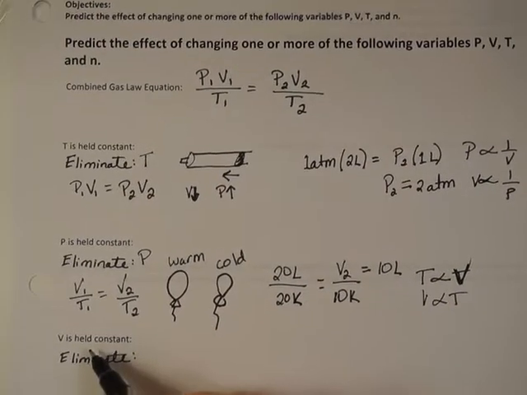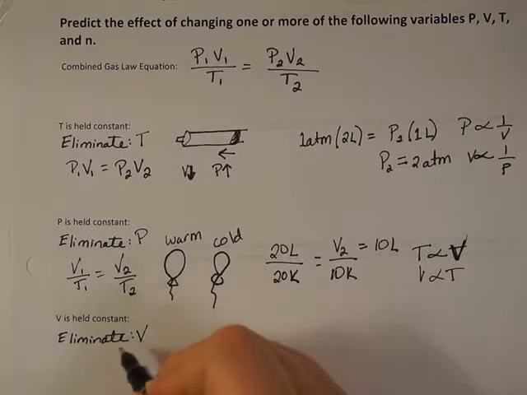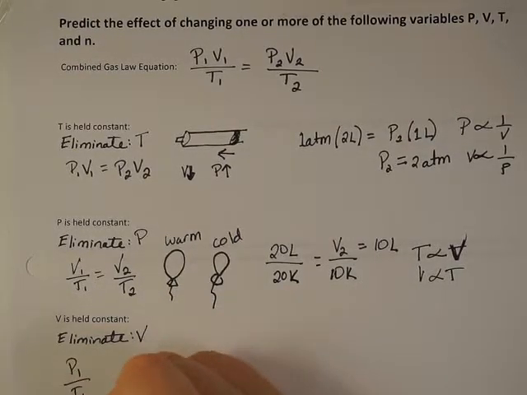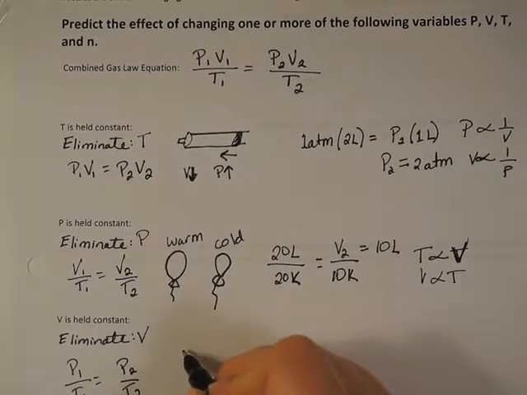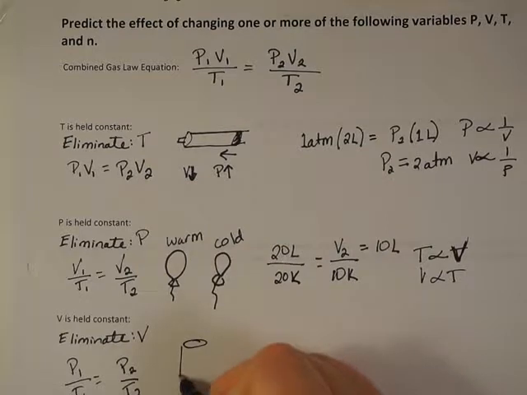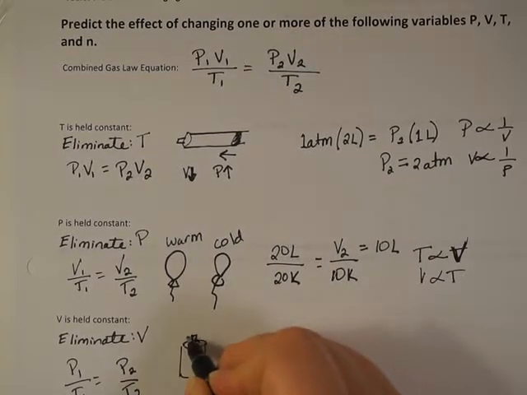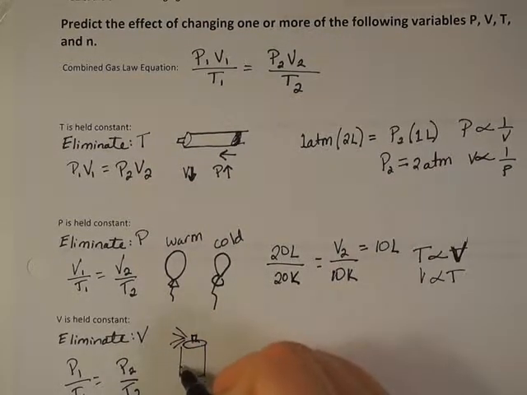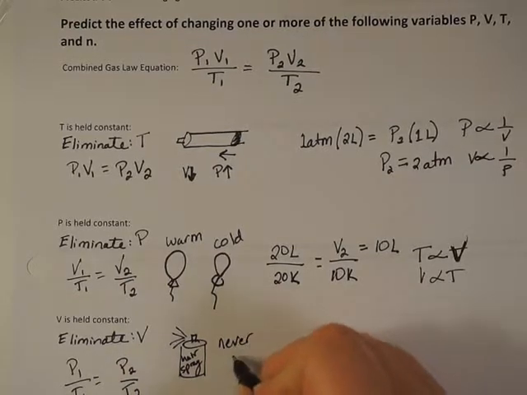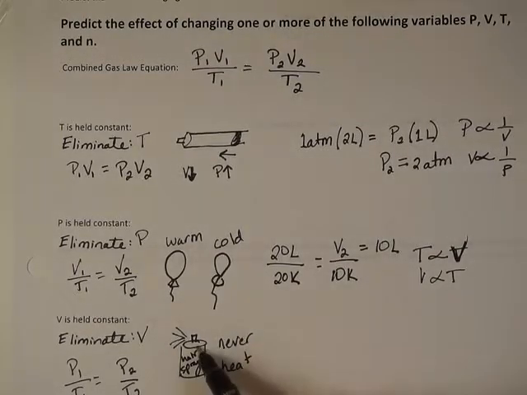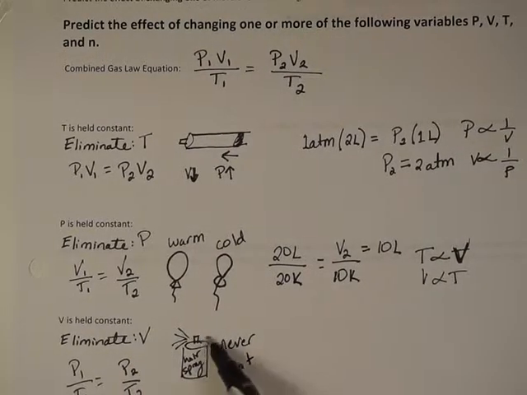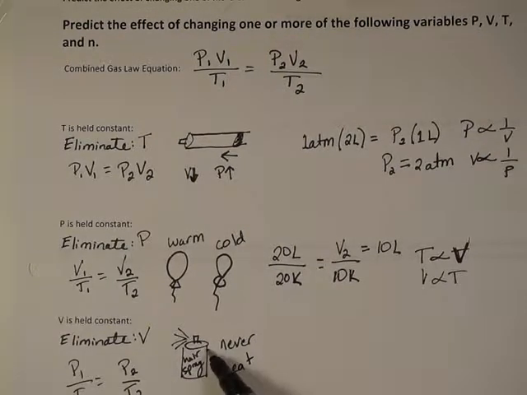Last one, if volume is held constant, that means we can eliminate volume. P1 over T1 equals P2 over T2. Let's think about a real life example. Let's think about hairspray. There's a reason why they tell you to never heat a spray can, and that's because our volume can't change. Our volume is constant. The size of the can is never going to change.